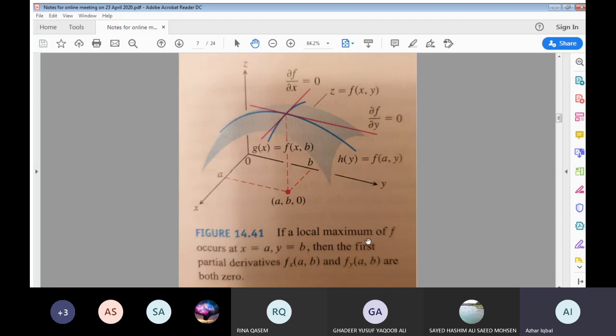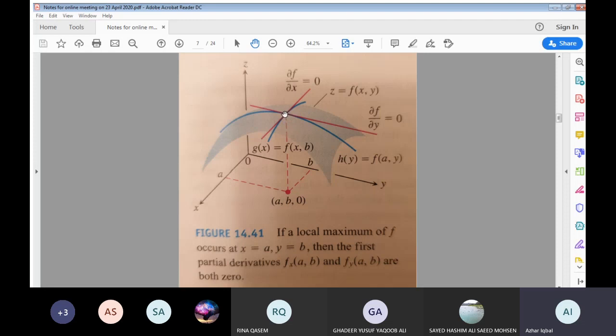Now you can see that if a local maximum of f occurs at the point x equal to a and y equal to b, then the first partial derivatives of f are both 0. If this is a local maximum, then this is a peak point, and of course the tangent plane at this point will be parallel to the xy plane. If that happens, it means that both partial derivatives at this point must vanish.